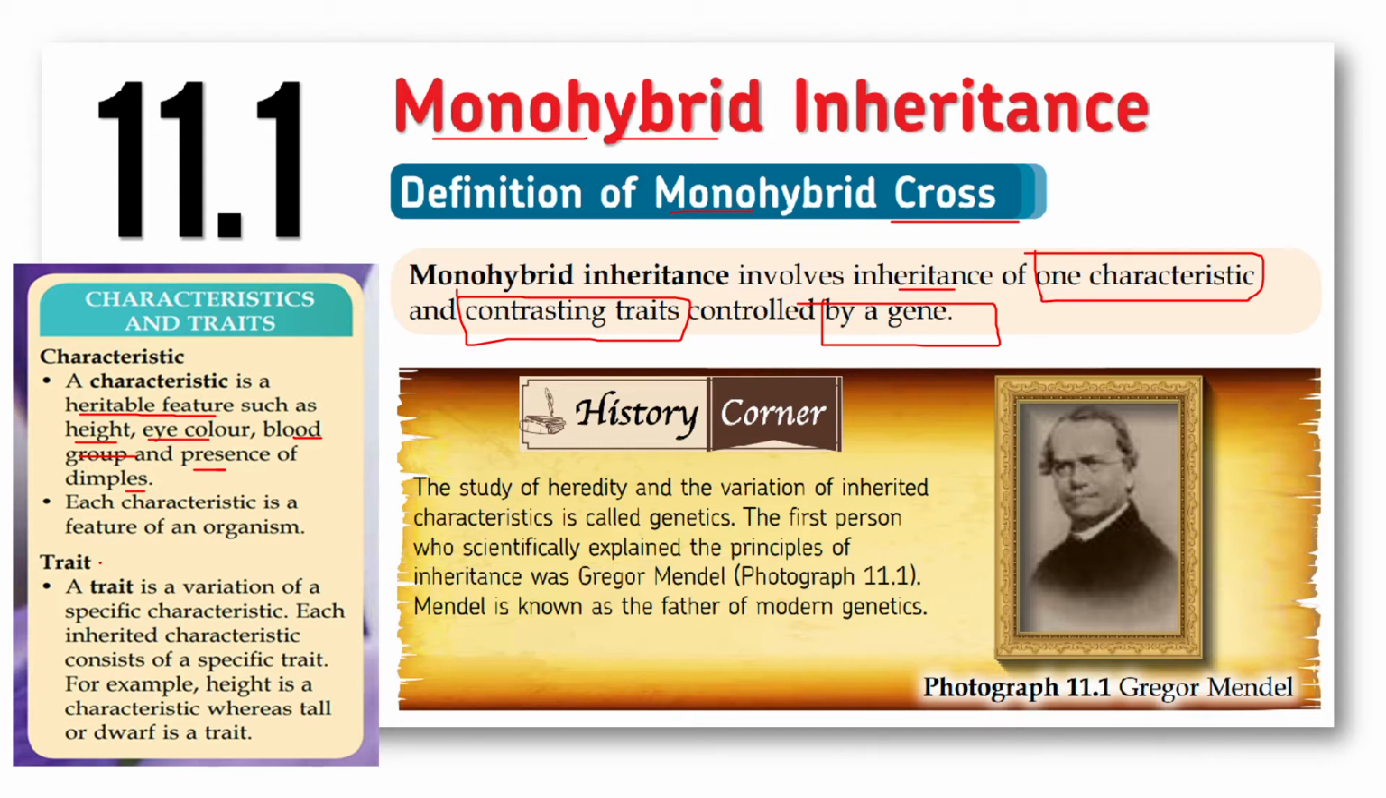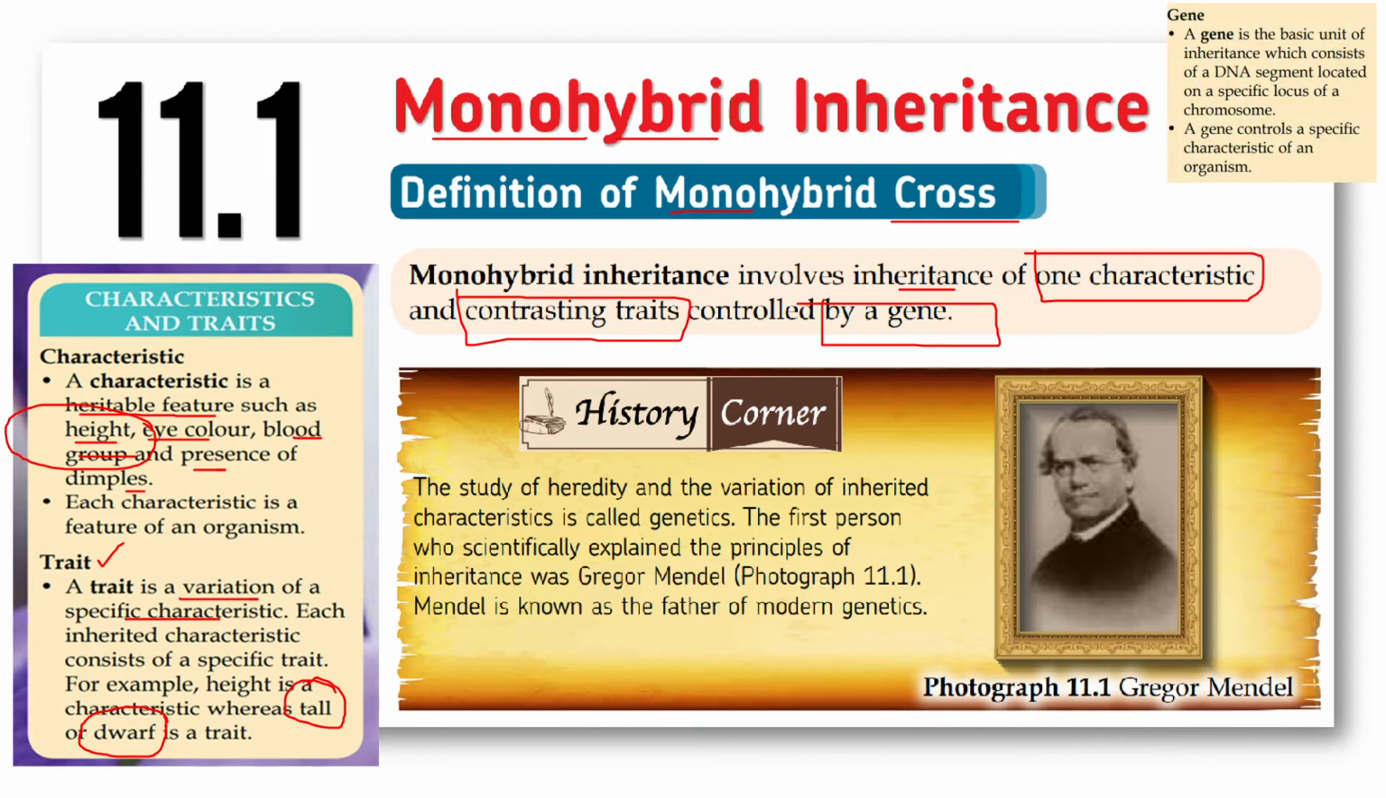Okay, next, the meaning of trait. Okay, it's a variation of a specific characteristic. Contohnya tadi kita sebut, kita ambil contoh ketinggian kan, height. So dia punya variasi bagi specific characteristic height ini adalah sama ada dia adalah tinggi ataupun dia adalah rendah. Variasi ini kita panggil dia sebagai trait lah, and it is controlled by gene. Jadi gene ini adalah basic unit of inheritance, iaitu unit asas bagi perwarisan.